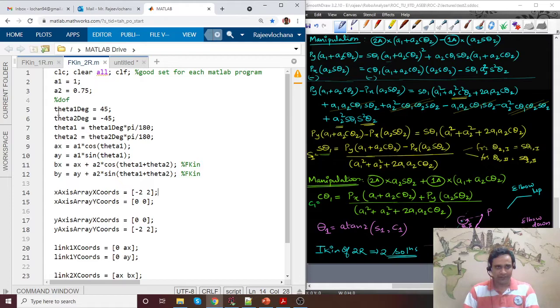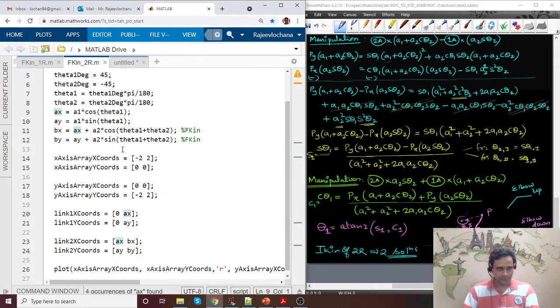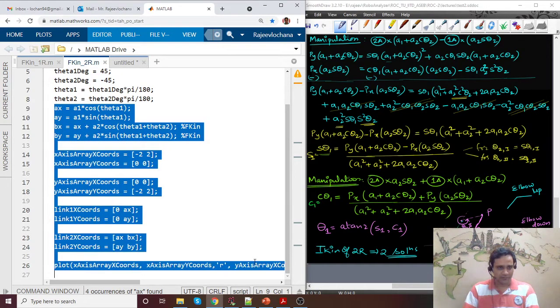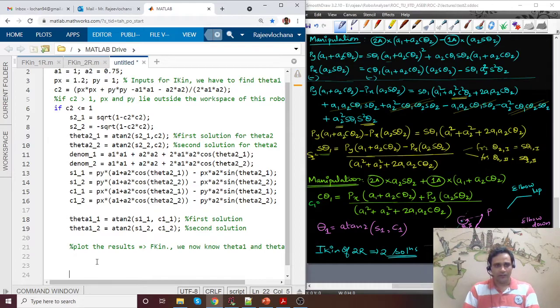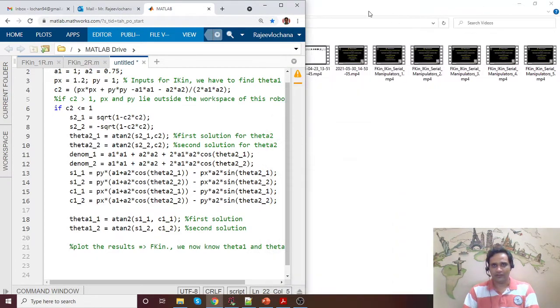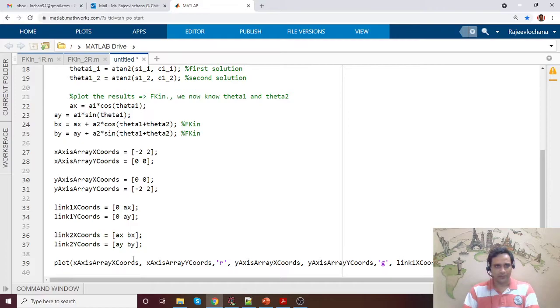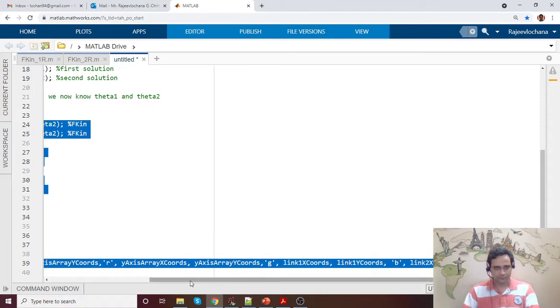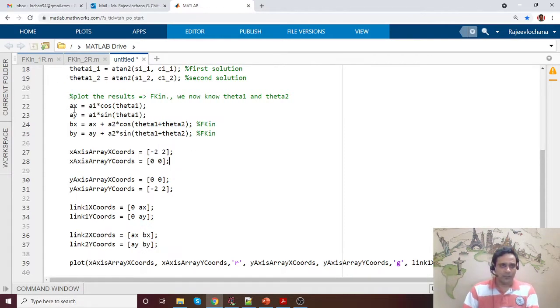So what I'll do is I'll try to take these values, because I don't want to type it again. Let me just copy till here. Because theta 1 and theta 2 we would have determined here. Now okay, this is done. Let me expand it like this. Okay, now ax, ay we have theta 1.